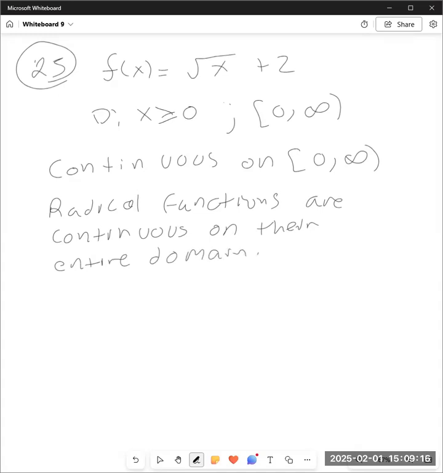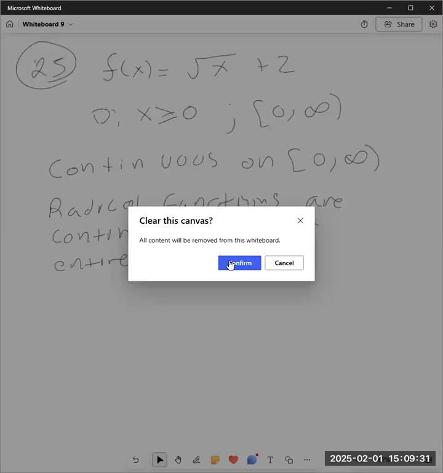Okay. Let's look now at number 27. And we have a piecewise defined function for number 27. So we have the possibility of a jump discontinuity. I'm not saying we will have a jump discontinuity. We just have to think about that since we see a piecewise defined function.